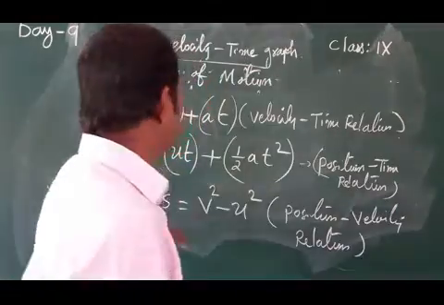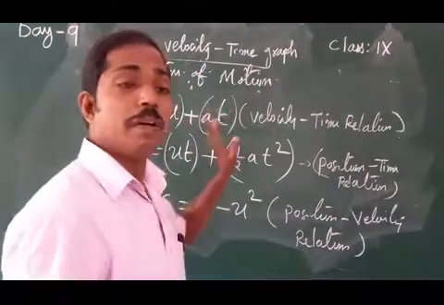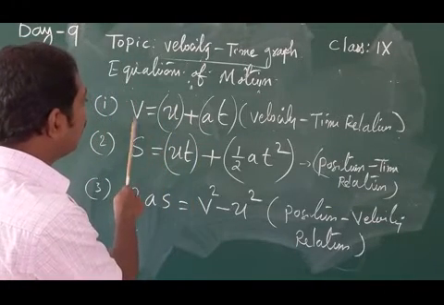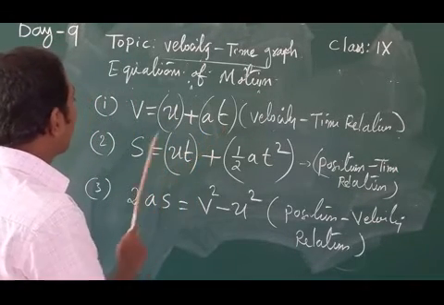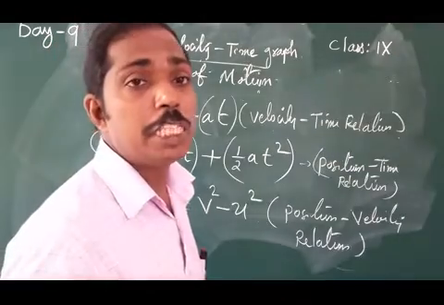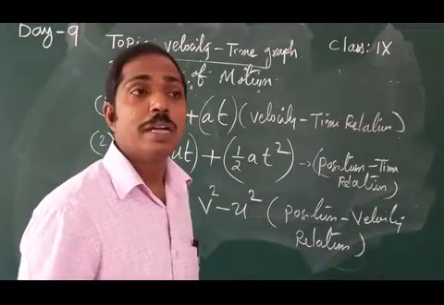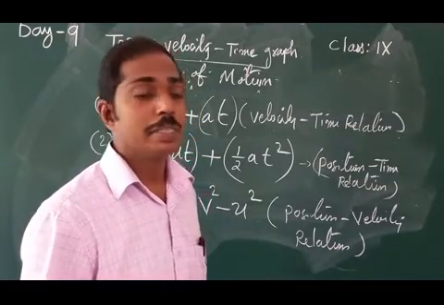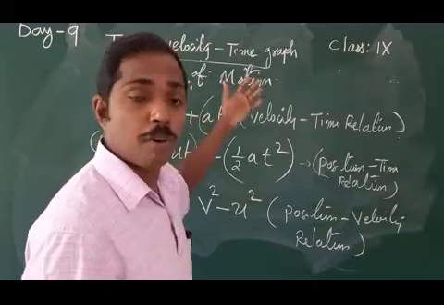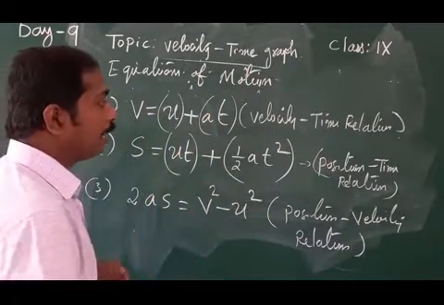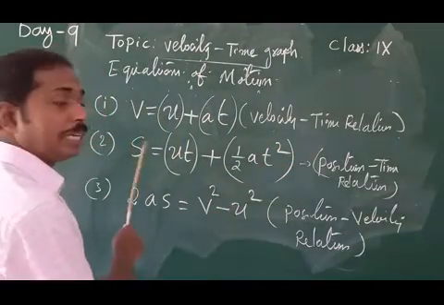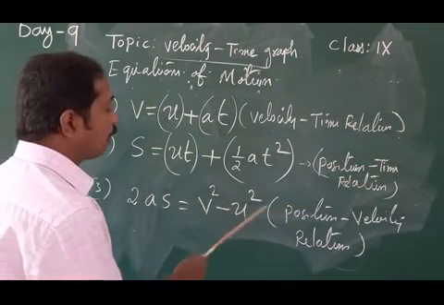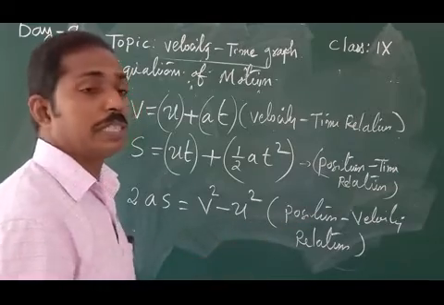When we observe all these equations, we have the following terms: initial velocity, final velocity, acceleration, time, and magnitude of displacement, that is distance travelled. So I repeat, what are the equations of motion? v equal to u plus at, velocity time relation; s equal to ut plus half at square, position time relation; 2as equal to v square minus u square, that is position velocity relation.